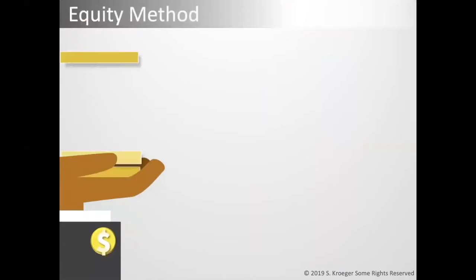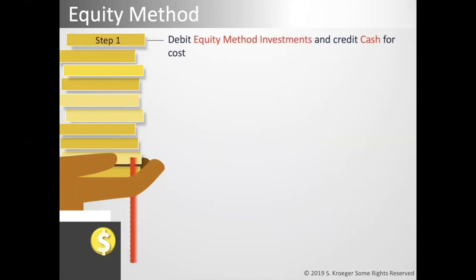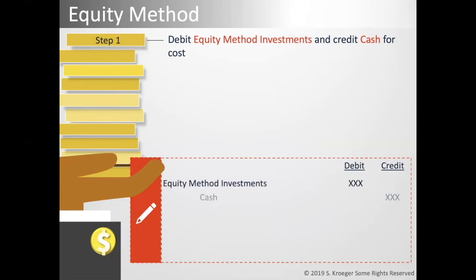Remember, the equity method is used for stock ownership of 20% to 50%. The first step is to add the investment to our books, similar to the fair value method. Instead of using the account stock investments, we use the account equity method investments. This is an asset account. We credit cash because no matter the method, we are still spending cash to purchase these investments.